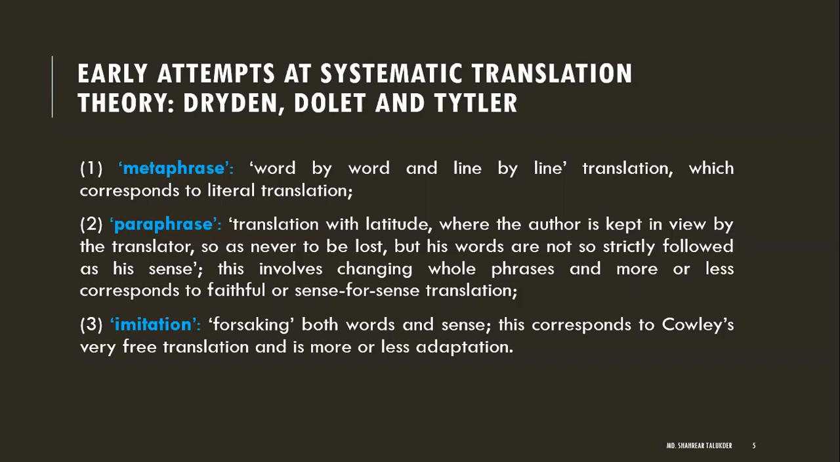Now the second type that he mentioned is paraphrase. His definition of paraphrase is translation with latitude, where the author is kept in view by the translator so as never to be lost, but his words are not so strictly followed as his sense. This involves changing whole phrases and more or less corresponds to faithful or sense for sense translation. So paraphrase is sense for sense translation. That means he will keep in mind the author's intention or intended meaning, but he will not go for literal translation. Rather, he will take the sense and translate that sense into the target language. I hope you understand the paraphrase? That is sense for sense translation.